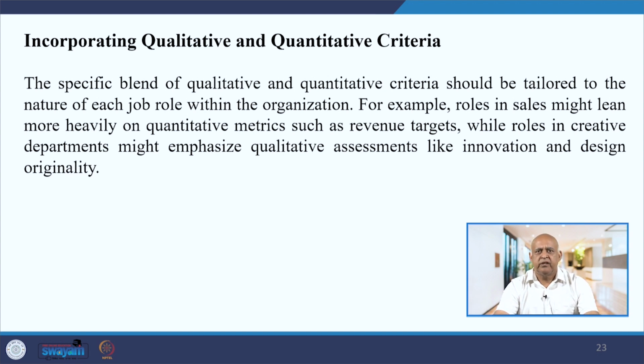For example, roles in sales might lean more heavily on quantitative metrics such as revenue targets, while roles in creative departments might emphasize qualitative assessments. So it depends upon the job, the job description and the job specification. Understanding the job is very important. Once the job is understood, you can keep these quantitative and qualitative parameters accordingly.